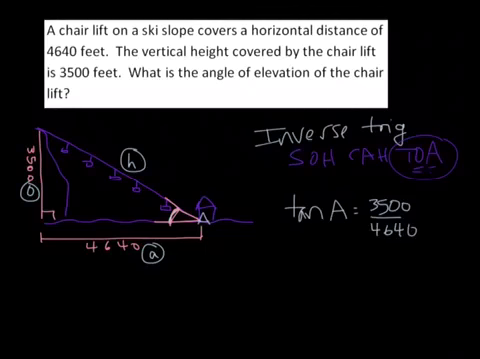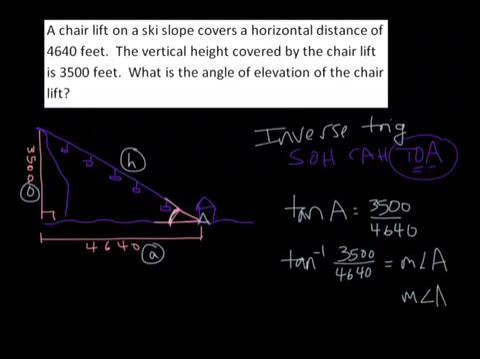Now, we can't take the tangent of a letter or a variable. We need to use inverse tangent in this case. So tangent inverse, and we're going to swap around the 3,500 over 4,640 with the A, or the measure of angle A. Now we're going to use inverse trig on our calculator to solve. And we get 37.076, so that angle is about 37 degrees.